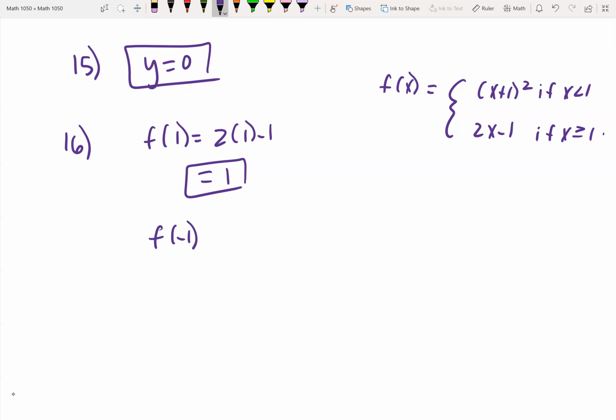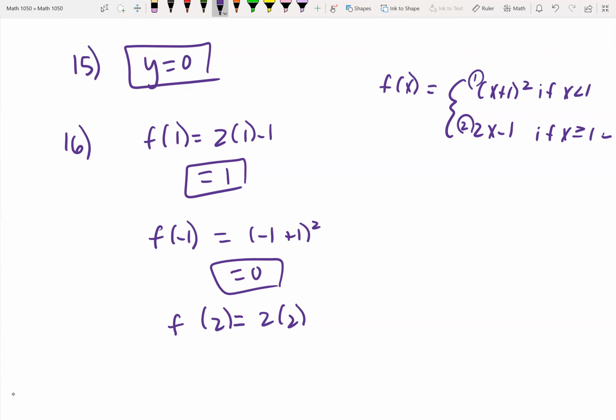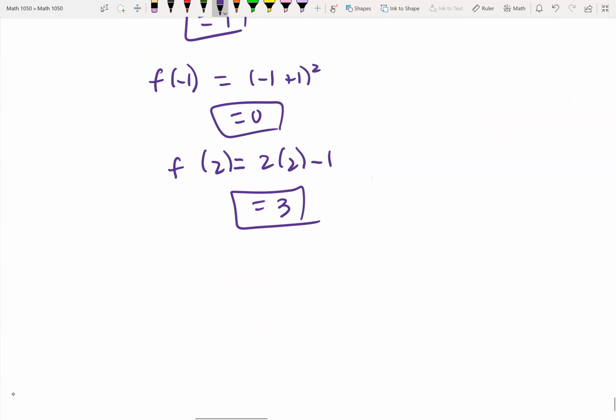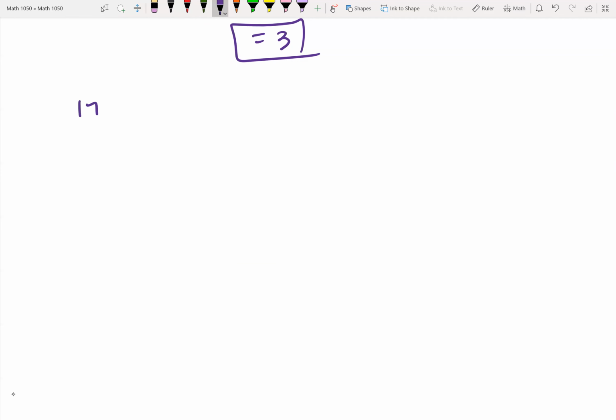F of negative 1. Negative 1 is less than 1, so I'm using the top equation, equation 1. So you have to show work. Negative 1 plus 1 squared, that's 0 squared, which is a 0. And then the last one is f of 2. That's greater than or equal to 1. So you go 2 times 2 minus 1, that's 4 minus 1, which is a 3, and you're done. Okay, so 17 is the one that my students really did badly on. So find the x-intercepts. Well, to find the x-intercept, you're going to let y be a 0.